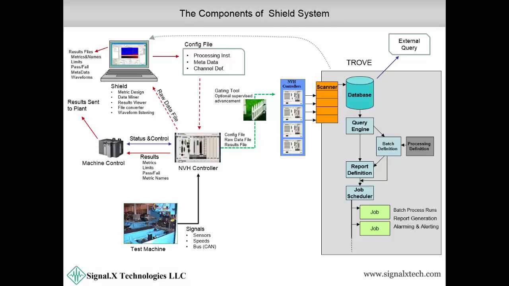Today, I wanted to describe for you the components of a Shield system. Shield is a system that is designed to automate the collection of data and the computation of metrics and waveforms in production and laboratory settings. The heart of the Shield system is the Nvh controller.